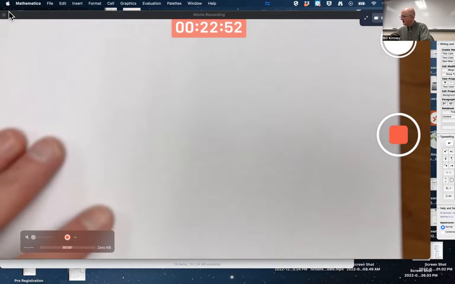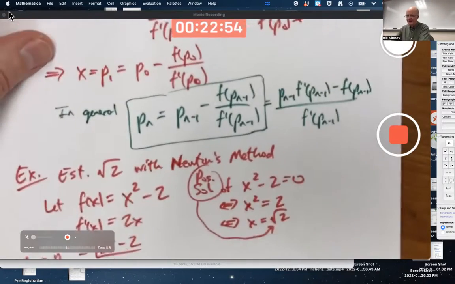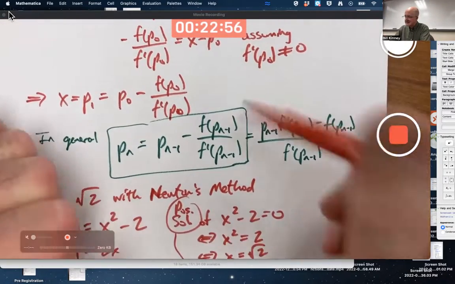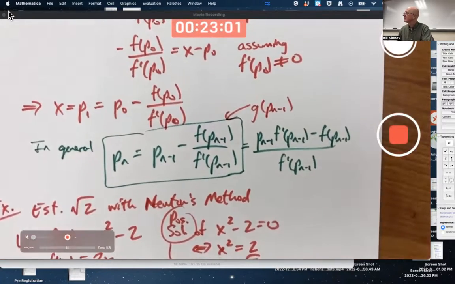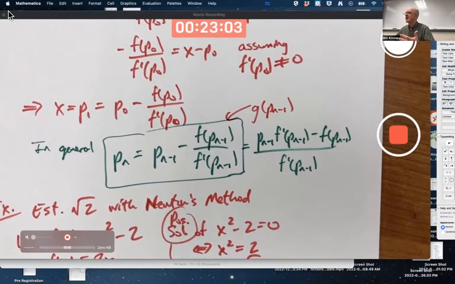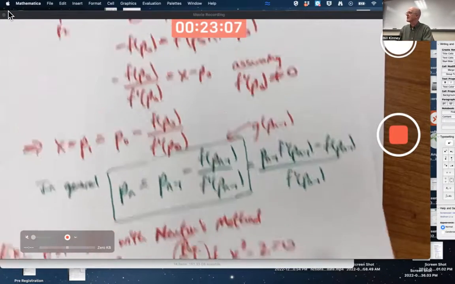By the way, I could go back here and label this thing g of p sub n minus 1. That's the function that we're iterating when we do Newton's method.